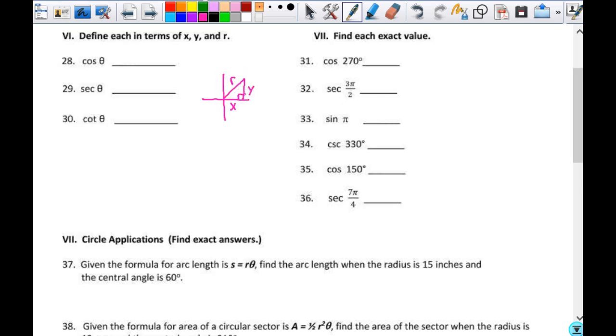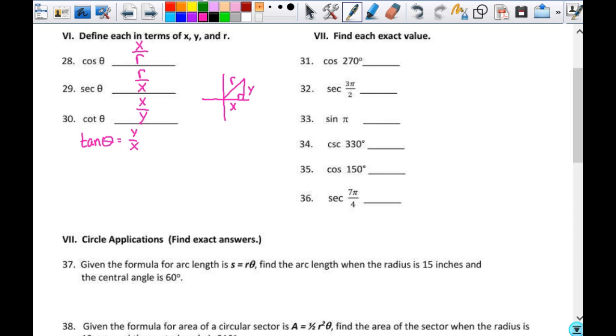So cosine is the x value over the radius. That's how you get just x when the radius is 1. So this is x over r. Secant is the reciprocal of cosine, so it's r over x. And cotangent is the reciprocal of tangent. Tangent theta is opposite over adjacent, which is y over x. So cotangent is x over y.